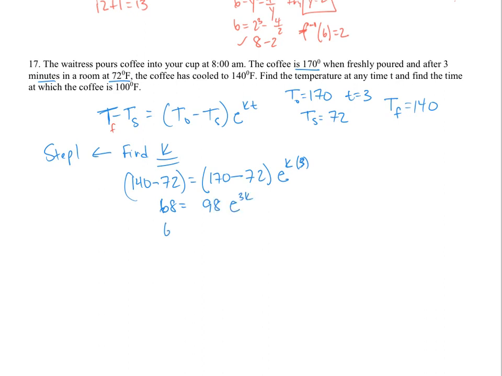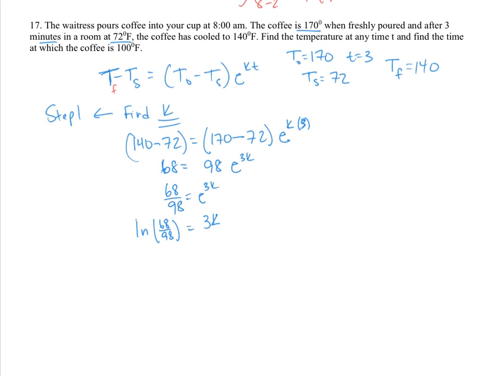So if we divide this and then take our natural log of 68 over 98, ln, we just end up with 3k. And here we can, at this point, just clean this up and get k equaling negative 0.1218. So that's our value of k. So let's finish it now.